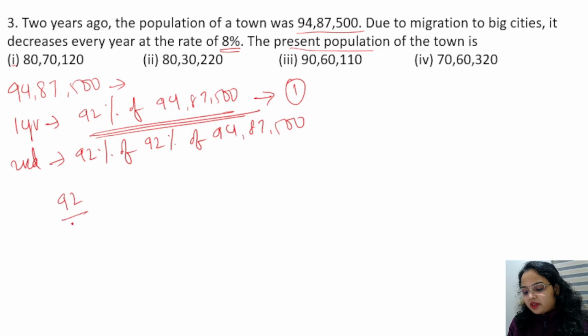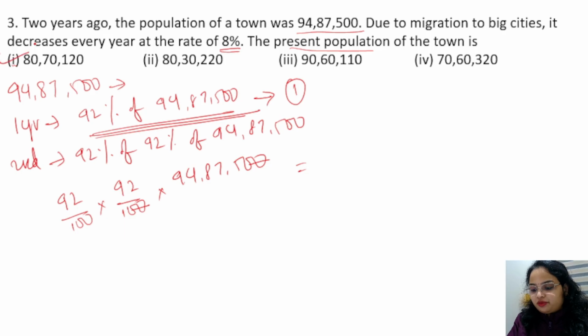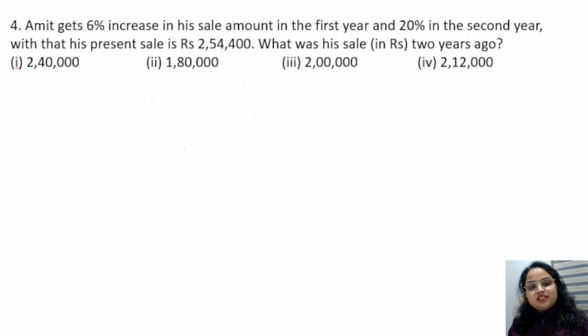It is 92 by 100 into 92 by 100 into 94,87,500. If you solve, you will get the answer. I think the answer is first one. It is 80,70,120. Next one.